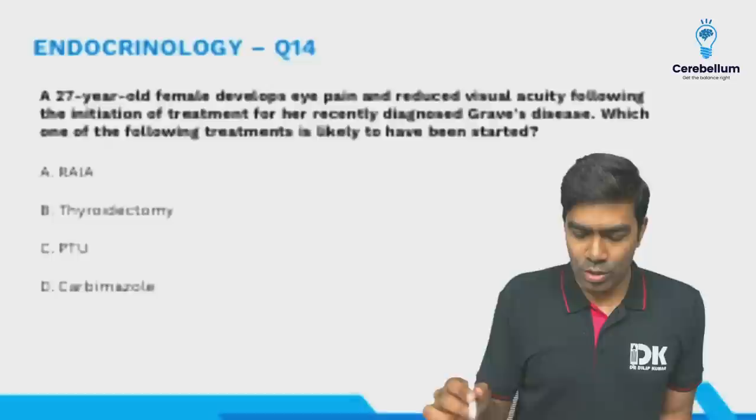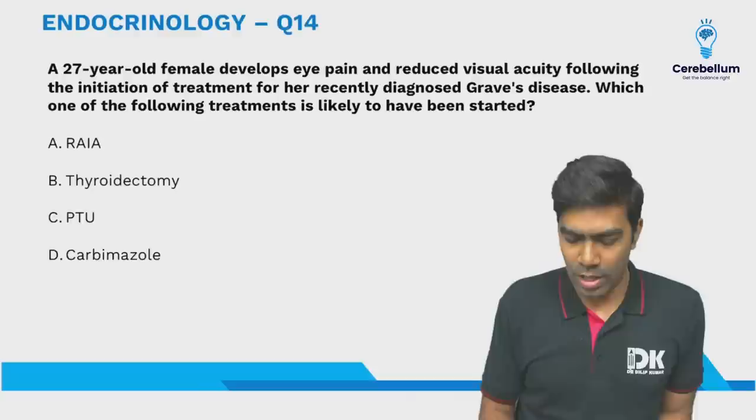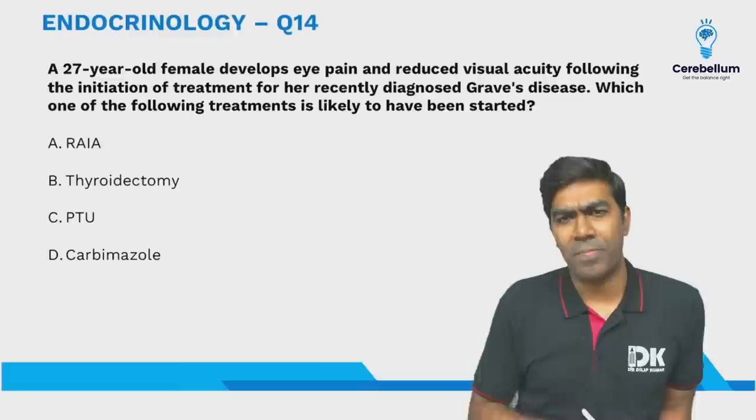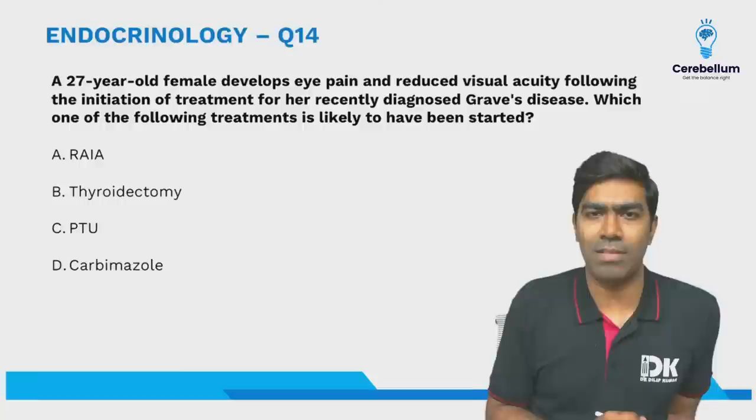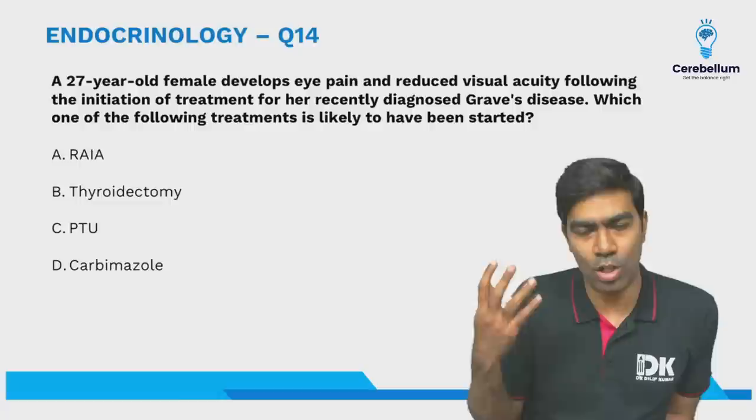Now, next one. A 27-year-old female develops eye pain and reduced visual acuity following the initiation of treatment for recently diagnosed Graves' disease. Which one of the following treatments most likely should not have been started? Again, if you look at my previous lectures, you will be able to answer this pretty easily. In the FMG lectures, I conducted two lectures, part one and part two, where I've discussed in depth. That's not only for FMG, it's also for NEET PG exams.